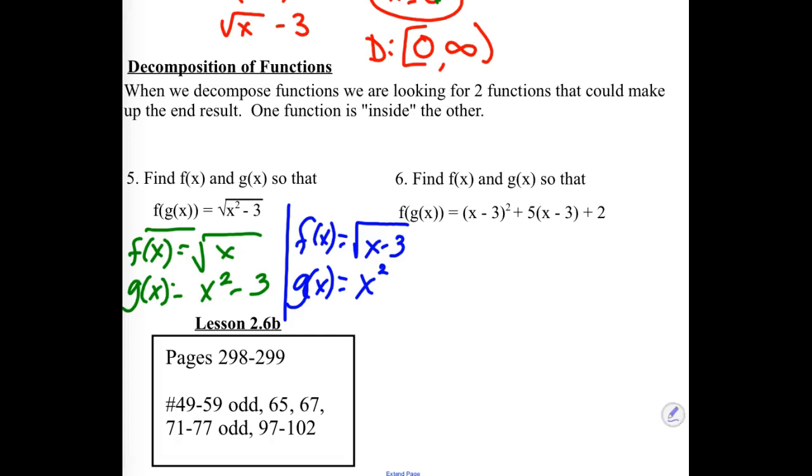All right, question 6. Talk at your tables. Do you see an outer function and something that's dumped in? I'm going to pause the recording. I want you guys to try this one.